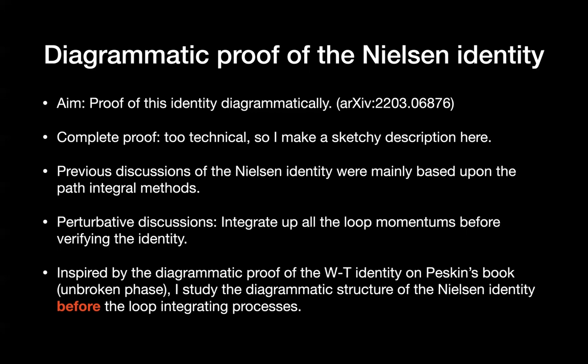However, in Peskin's book, there is a diagrammatic proof of the Ward-Takahashi identity. Although they proved the Ward-Takahashi identity in the unbroken phase, within their proof they just work inside the integration sign and work with the integrands. And the integrands inside the integration signs keep the structure of the Feynman diagrams. So it is very convenient for me to follow Peskin's methods to prove the Nielsen identity diagrammatically.